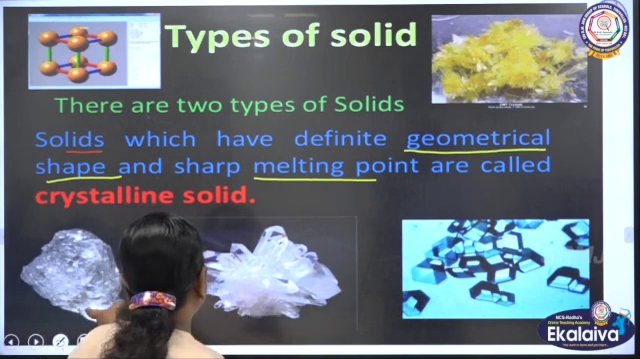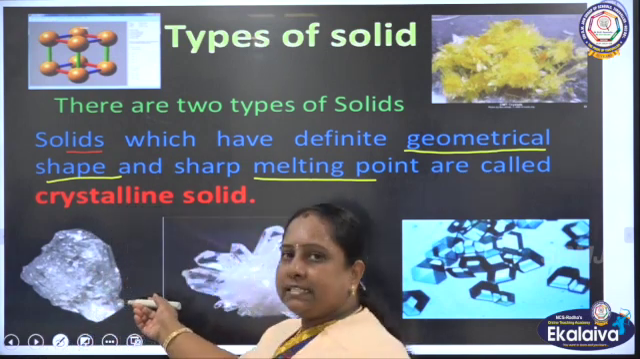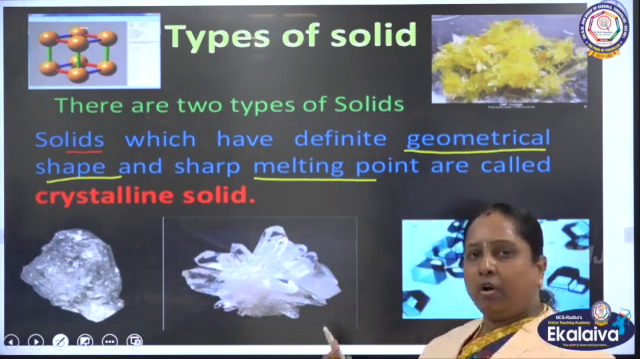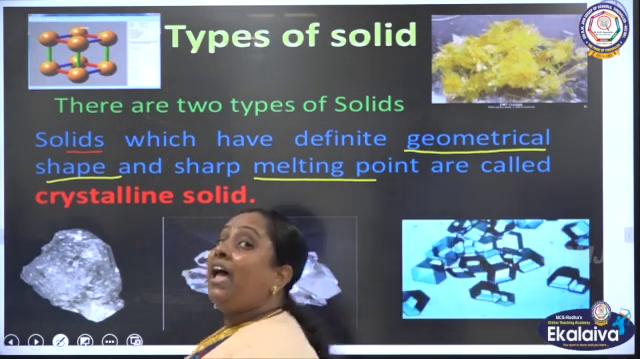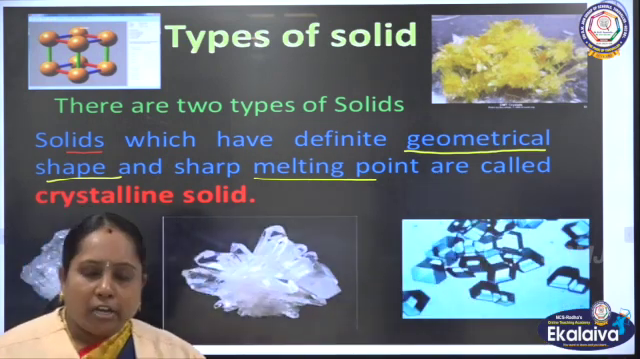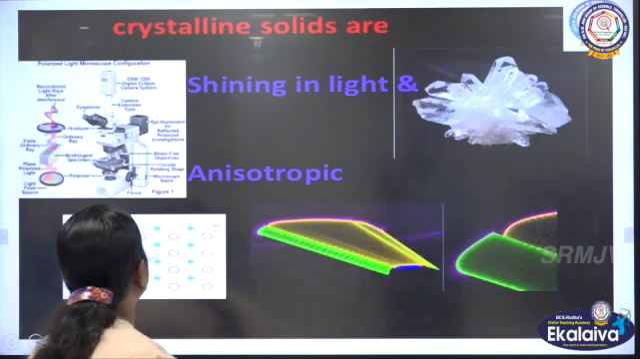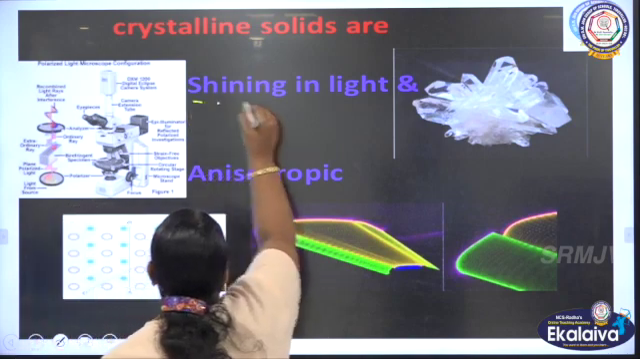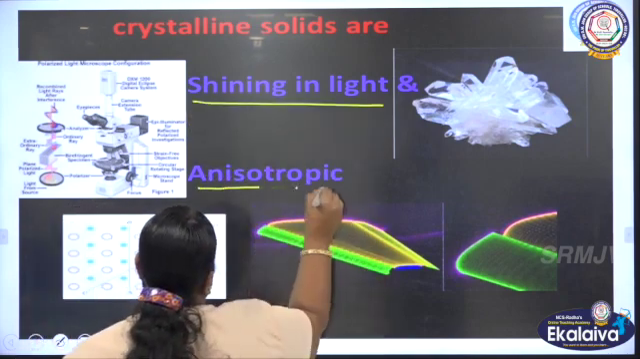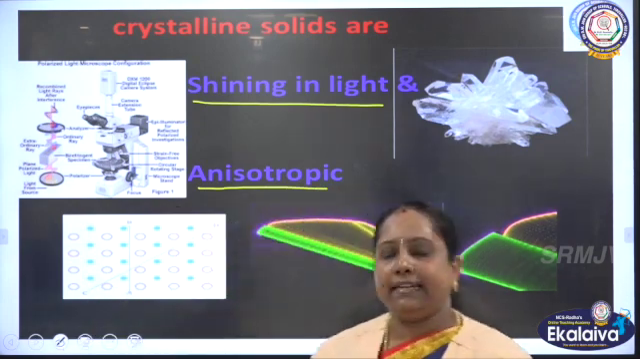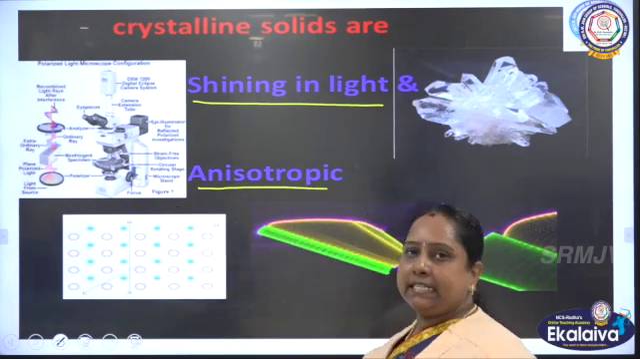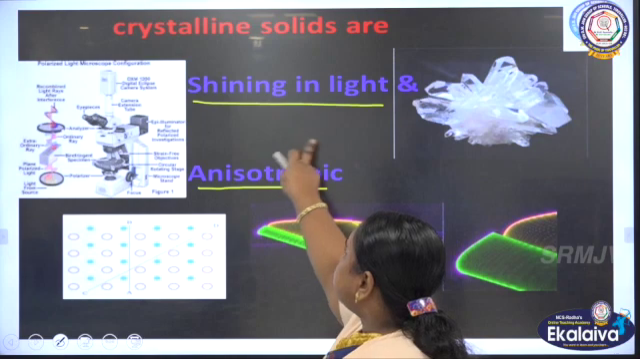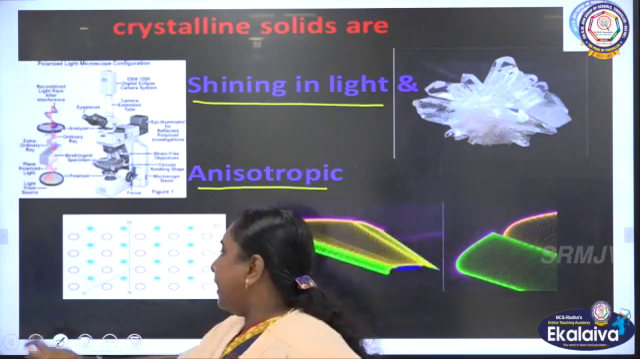And these are some of the examples. For example, this is a crystalline solid, rock salt, sodium chloride, okay, and then cesium chloride. All these you can take as crystalline solids, and of course crystalline solids can be soluble in water, right? And one of the most important properties of crystalline solids is that they shine in light and they are anisotropic. Again, a new terminology, anisotropic. We are going to learn in detail in the next class, okay. So crystalline solids shine in light and are anisotropic in nature.